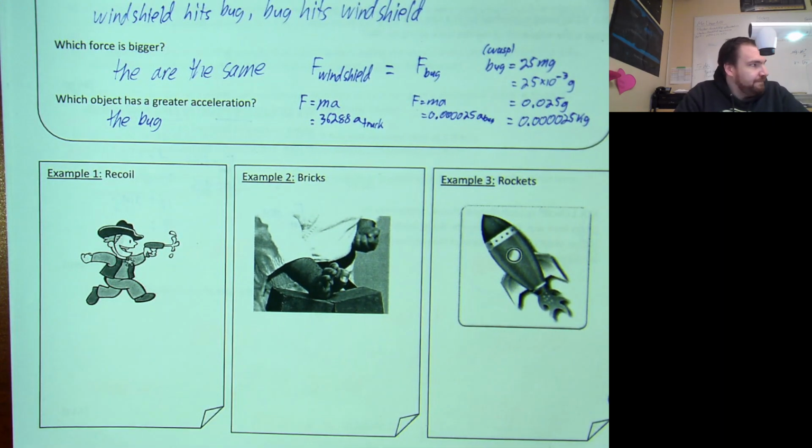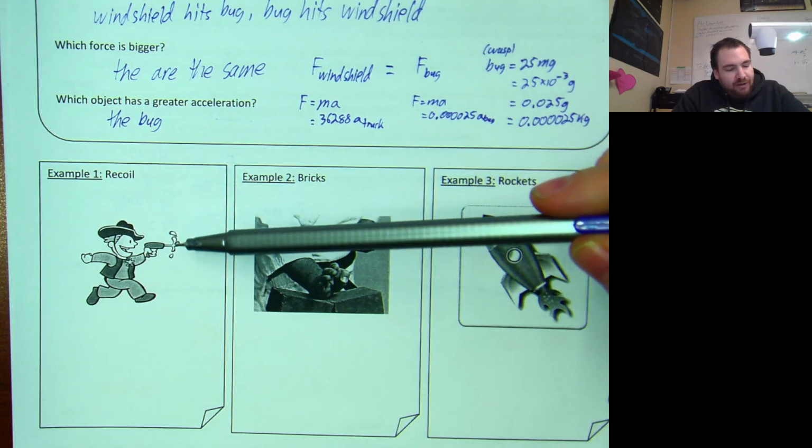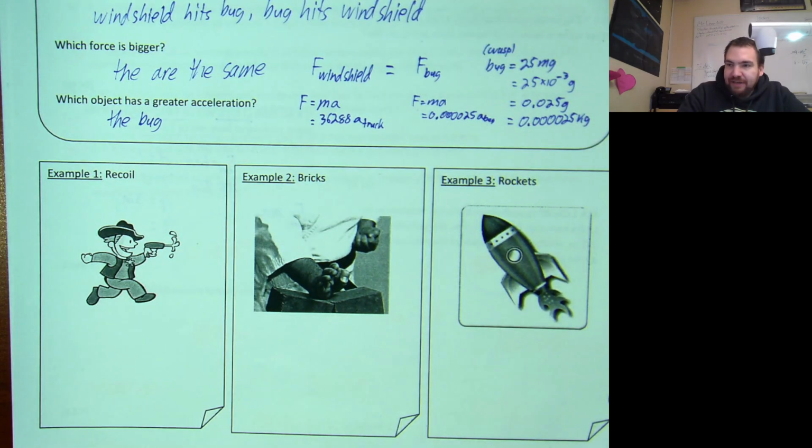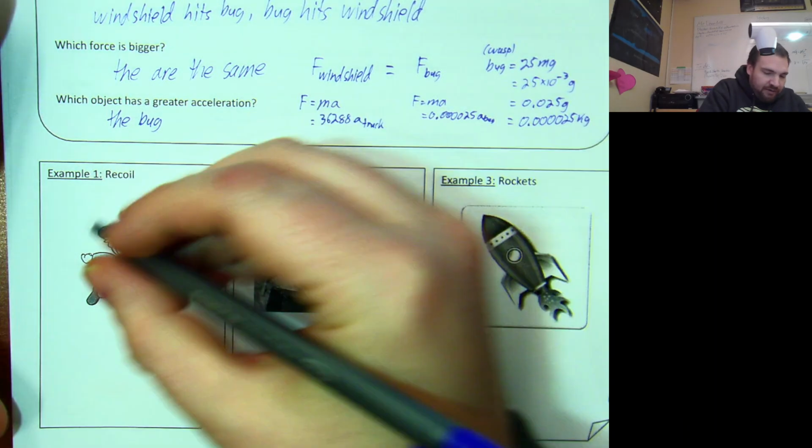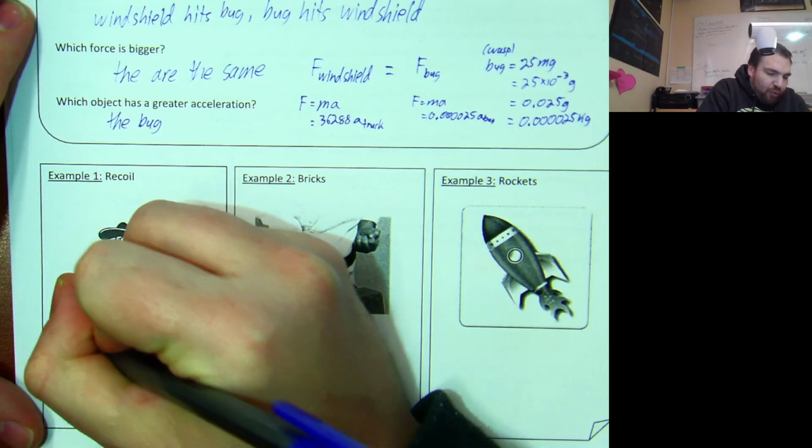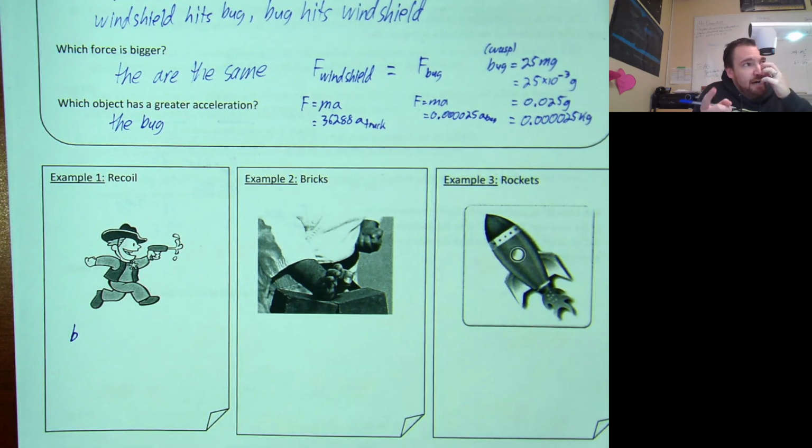Recoil. Anyone ever shot a gun? Hands up. Like an actual gun. Not a water gun. So talk to me about what's happening here with recoil. For those of you who have fired a firearm, what's it like? It kind of pushes back into your shoulder. Pushes back into your shoulder, assuming you're firing a rifle. So what's causing the gun to slide backwards into you?